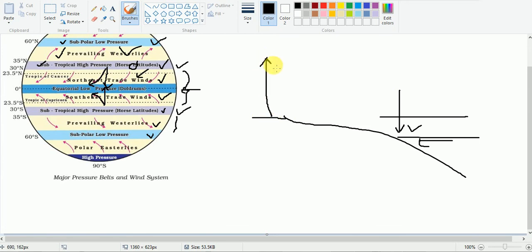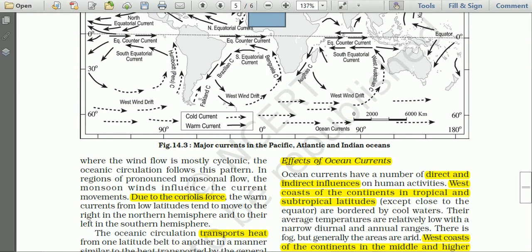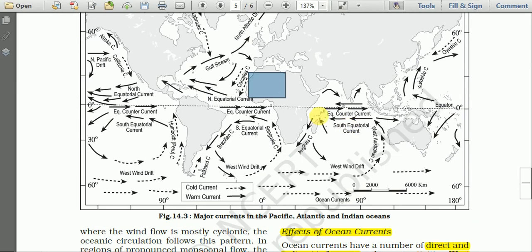When the air moves upwards, there will be adiabatic cooling. There will be expansion of the parcel of air, and there will be adiabatic cooling. Clouds will be formed, and there will be rainfall. But since we have cold currents here, there is stability in the atmosphere, clouds cannot be formed, and there is no rainfall, and that is why you will find deserts in this area.